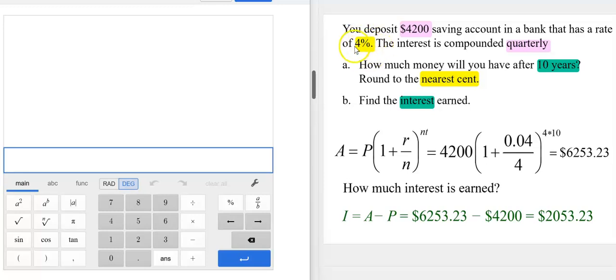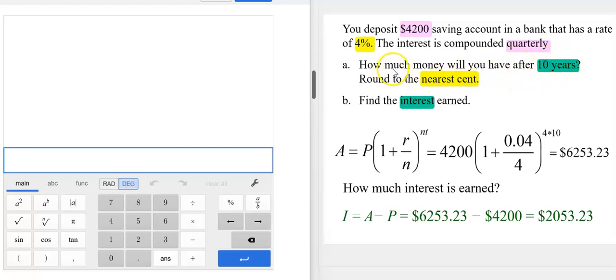You get a 4% interest rate. So 4% represents the interest rate, which we call R in the formula. And the interest is compounded quarterly. The word quarterly that I highlighted tells how many times the interest is compounded. This is called the compounding period. Quarterly represents 4 times a year, so n equals 4 in this question. And part A asks how much money you will have after 10 years. So this 10 years is time.